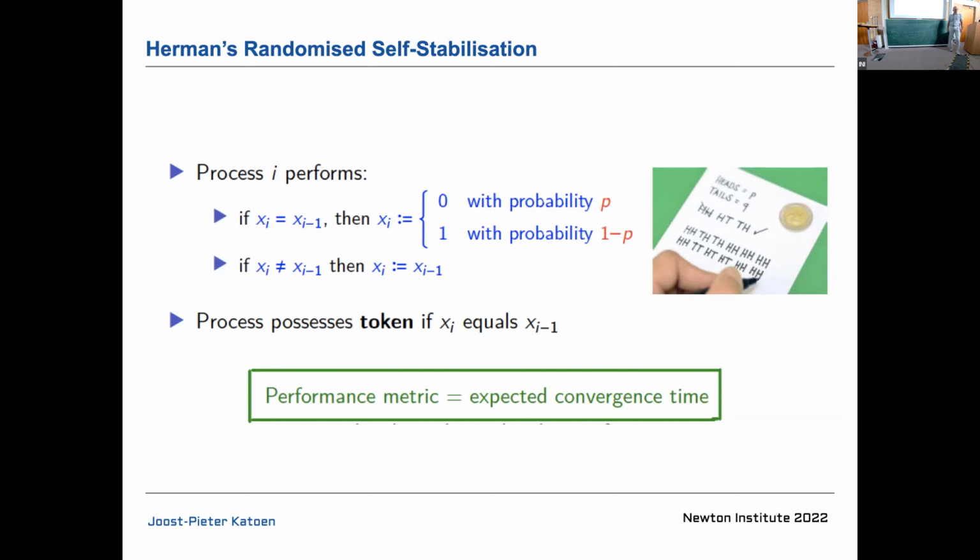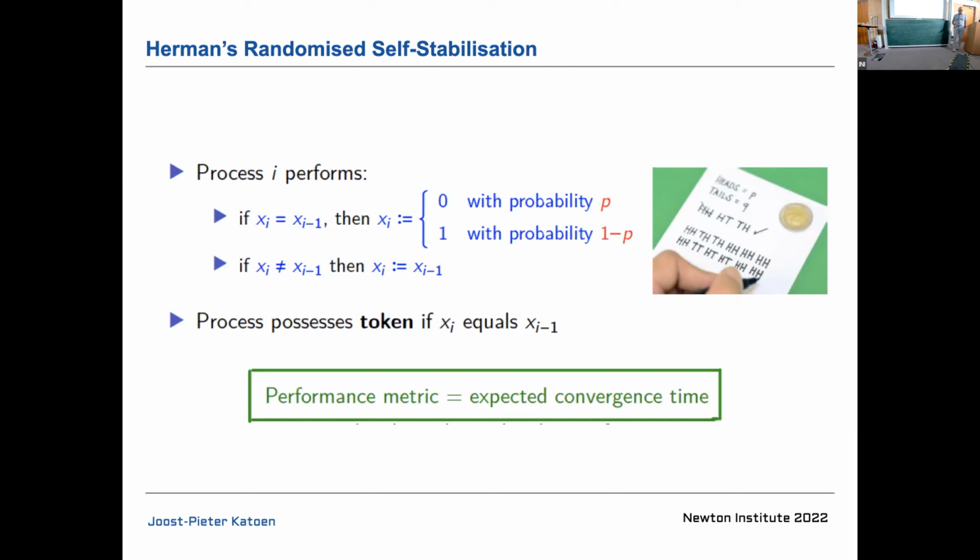Then you may have the token, depending on the outcome of the coin flips. But I don't see anything about passing tokens. No, token is simply the predicate: I have the same value as my left neighbor. It's not that there are two tokens. You possess a token if your value is the same as your left neighbor.